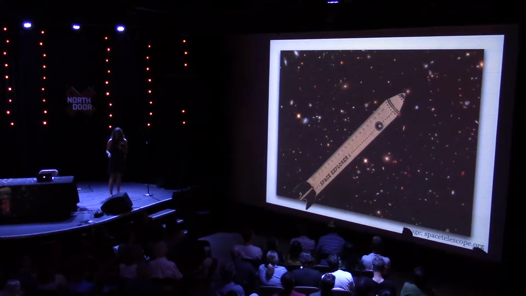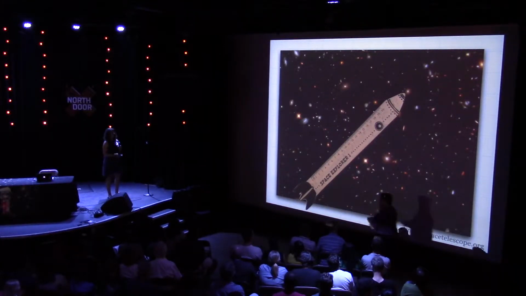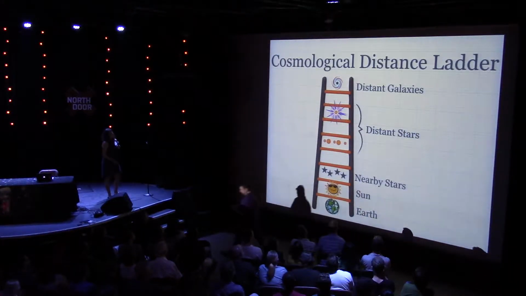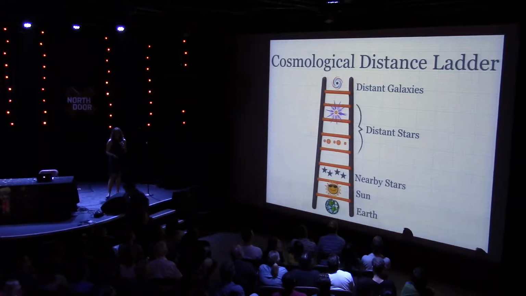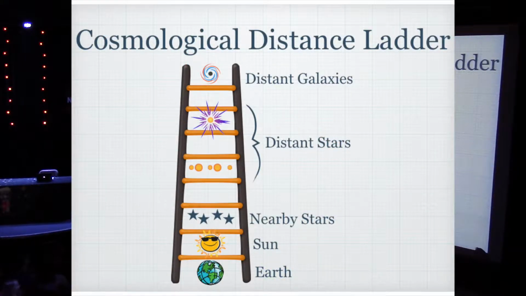So we need to come up with ways of measuring distances without actually going to a place and figuring out how long it took us to get there or how far away something actually is. We can't just take that ruler. So what we do is we call this the cosmological distance ladder, and it starts at the bottom here with planet Earth. You got to measure things like Earth before you can jump up to things like the distance to galaxies at the edge of our universe.